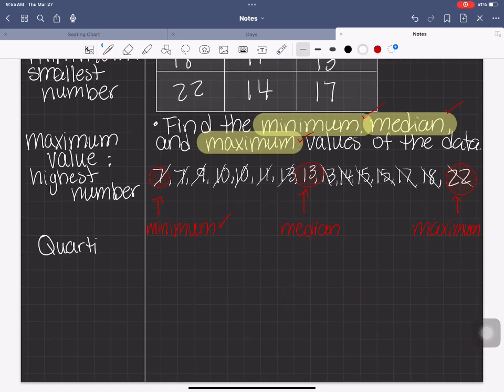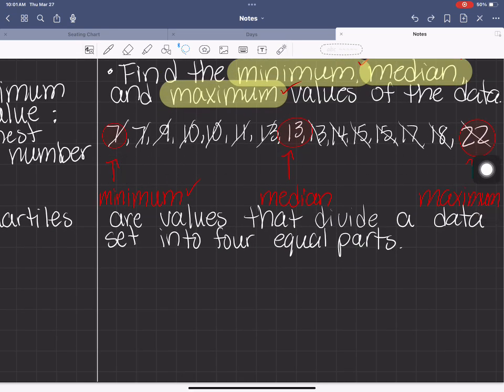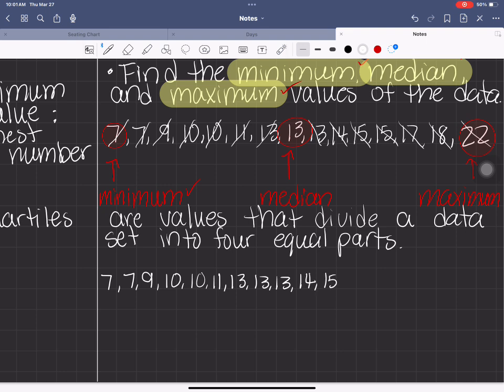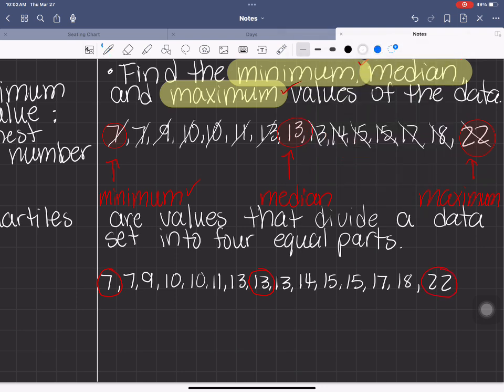So now that we've found that, we're going to find what's new today, which is our quartiles, okay? Quartiles are values that divide a data set into 4 equal parts. So we're going to divide our data set into 4 equal parts. Right now, we know the median. So when we find the median, it's halfway. We're finding half of that, and then half of the part between the median and the maximum. So I'm going to write down all of my numbers again, which I already did. And I'm going to identify the same numbers that I found earlier, my minimum, median, and maximum.